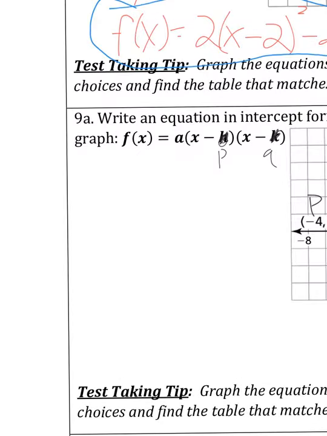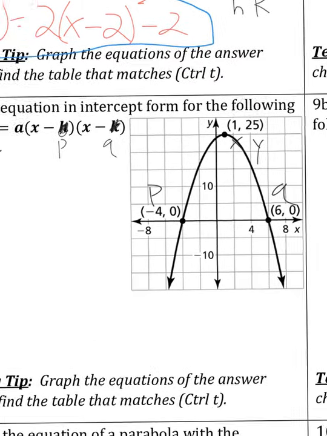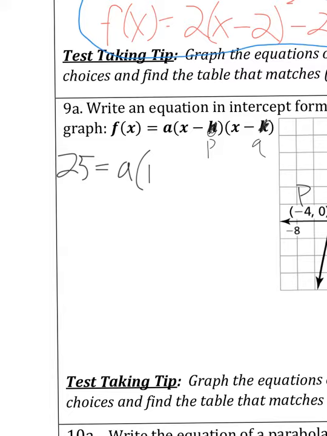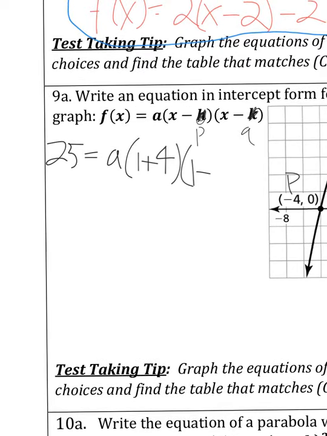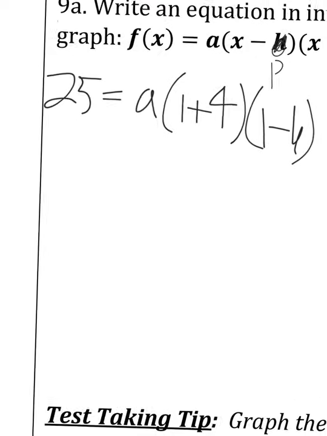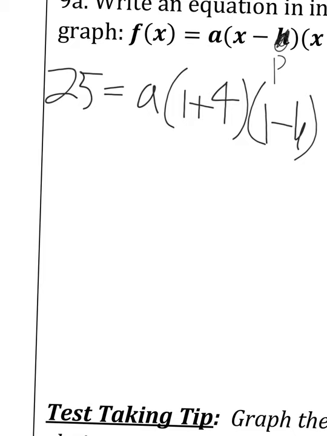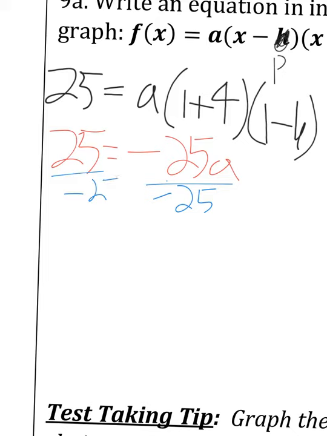So Y is 25, so it's going to say 25 equals A times, and then X was what, 1? So 1 minus P, but P was negative 4. So minus a negative 4 is plus 4. And then 1 minus, and then Q was 6, so minus 6. All right, so what's 1 plus 4? That's 5. What's 1 minus 6? That's negative 5. What's 5 times negative 5? Negative 25. So if you have 25 equals negative 25a, well then dividing by that will get you negative 1.